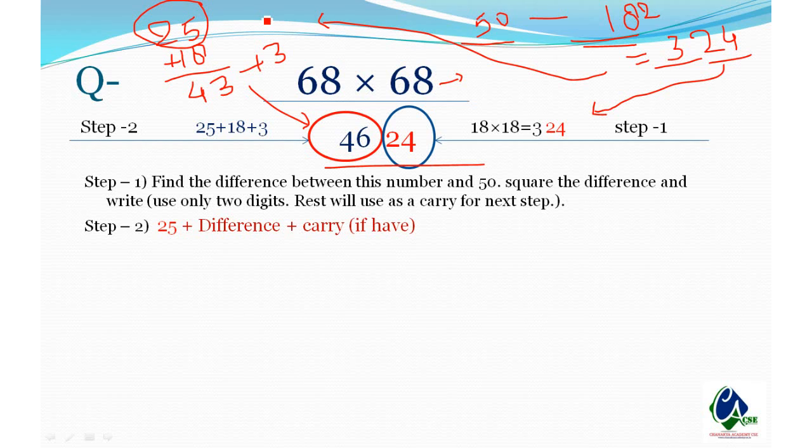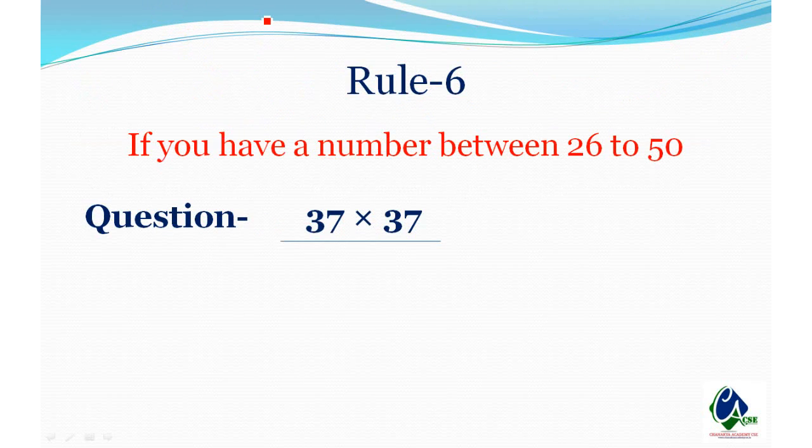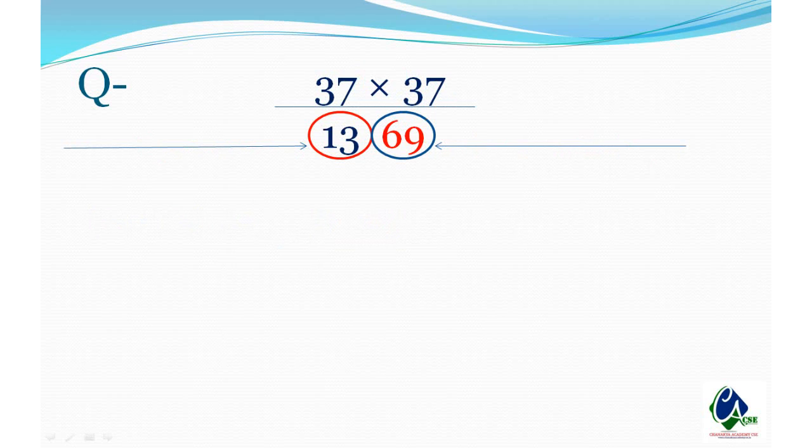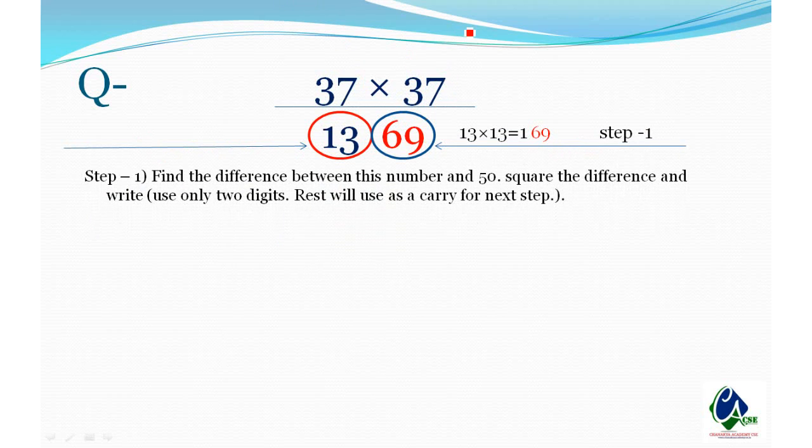See our next rule. If you have a number between 26 to 50, this number is below 50, so it is a little different. Our step 1 is almost the same. Find the difference between this number and 50. The difference is 13. The square of 13 is 169 and we need only 69, as shown here. 1 will be used as a carry.